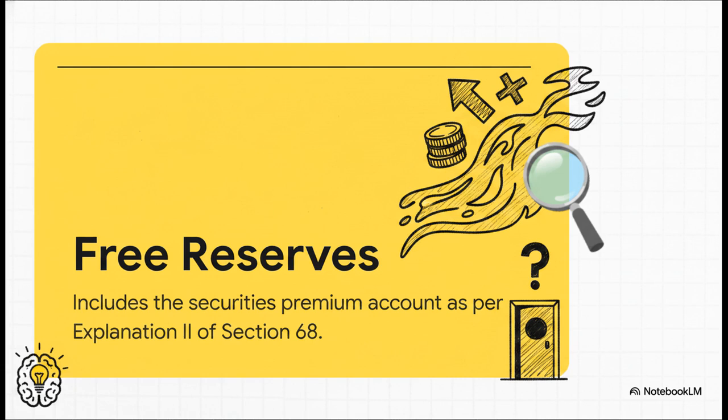When you're calculating your resource limits, so many people just forget to add the securities premium to the free reserves. So make a mental note right now, it is included. Remembering that one little detail will instantly save you from a super frustrating calculation error later on.